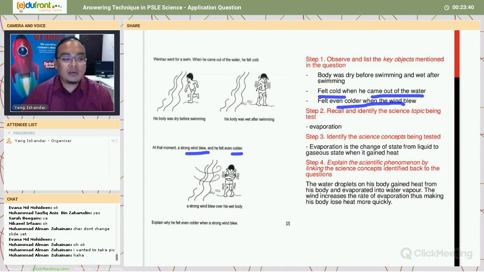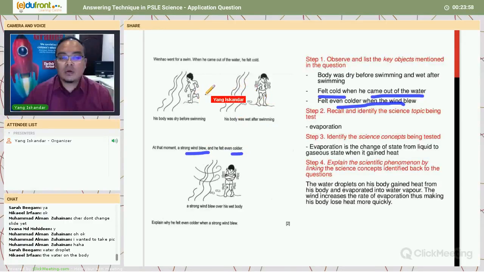Can you tell me what is being evaporated here? What evaporates here? Mikhail, can you tell us what is evaporating here? Water droplets. Very good, because once you come up from the swimming pool, the water droplets around the body will evaporate.